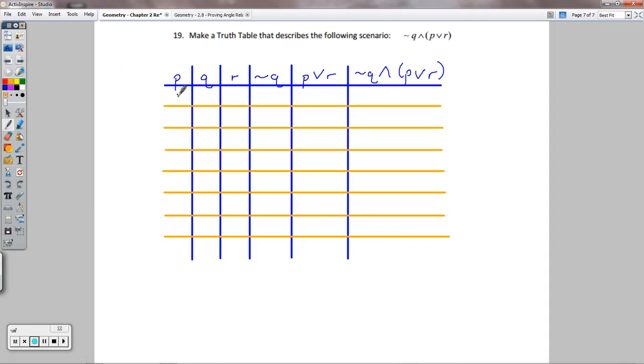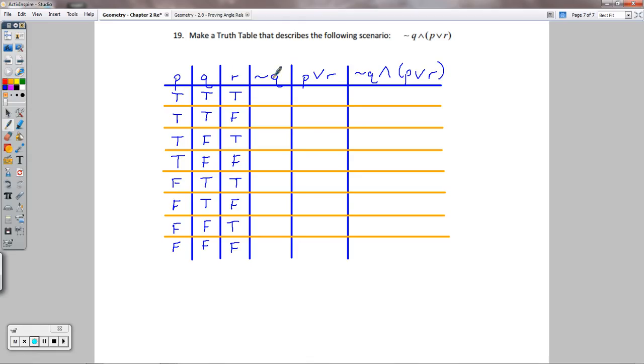And so we have true, true, true, true. Let's start with that. And then the other ones could be false, false, false, false. This one we alternate every 2. So true, true, false, false. The way I'm doing this guarantees that I'll get all different possibilities, all different 8 combinations for P, Q, and R. And then I alternate every 1 for the last one: true, false, true, false, true, false, true, and false.